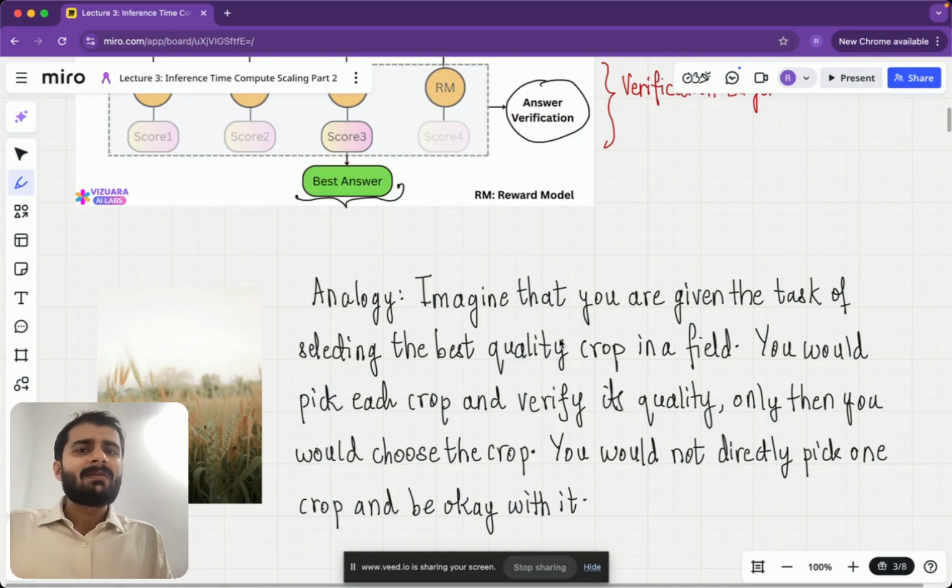That is exactly the case with large language models also. Instead of generating a direct answer, what is usually done is that a sample of answers is generated, and then with the help of the verification layer, the best answer out of the samples is chosen, and then that answer is shown back to the user.